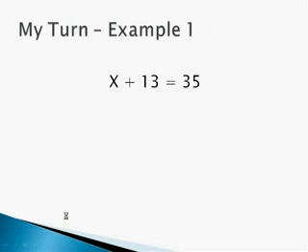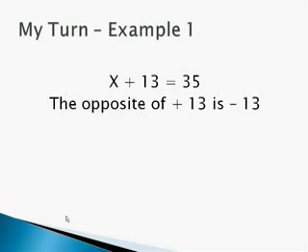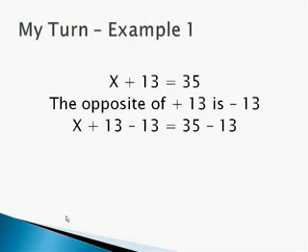First example, x plus 13 equals 35. To isolate x, we must perform the inverse operation of plus 13. The opposite of plus 13 is minus 13. We subtract 13 from both sides, we simplify, and our answer is x equals 22.